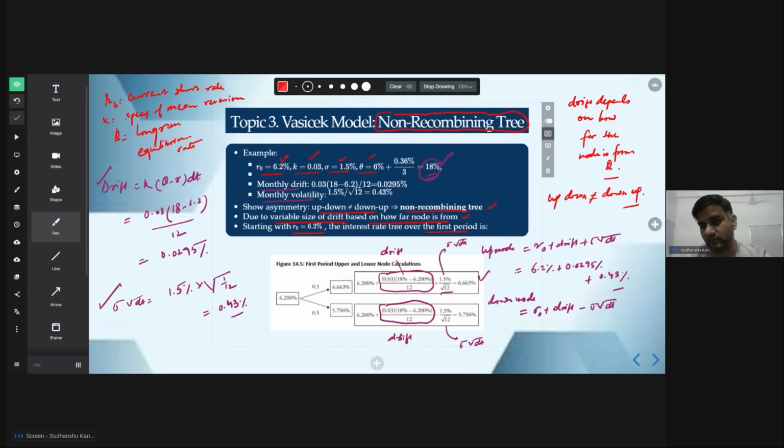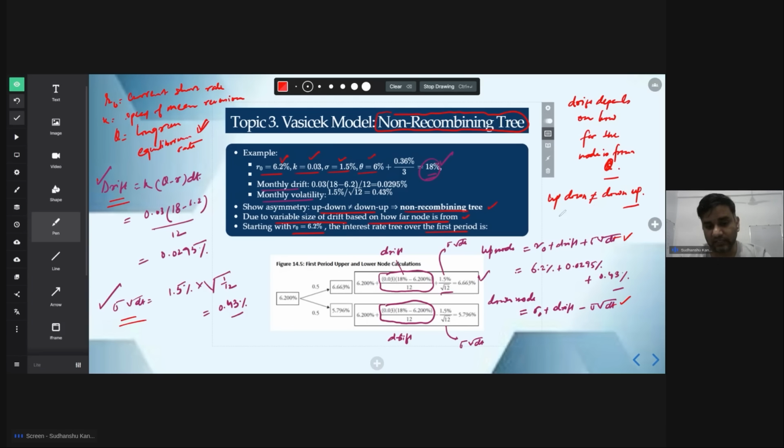That's very important, right? Remember this part: R naught plus drift plus sigma root dt, and R naught plus drift minus sigma root dt. How do you calculate drift? How do you calculate your sigma root dt? Very, very important. Understand why the tree is non-recombining. That is this part: drift depends on how far the node is from theta. Theta means your long run equilibrium rate, how far the node is from your long run equilibrium rate.